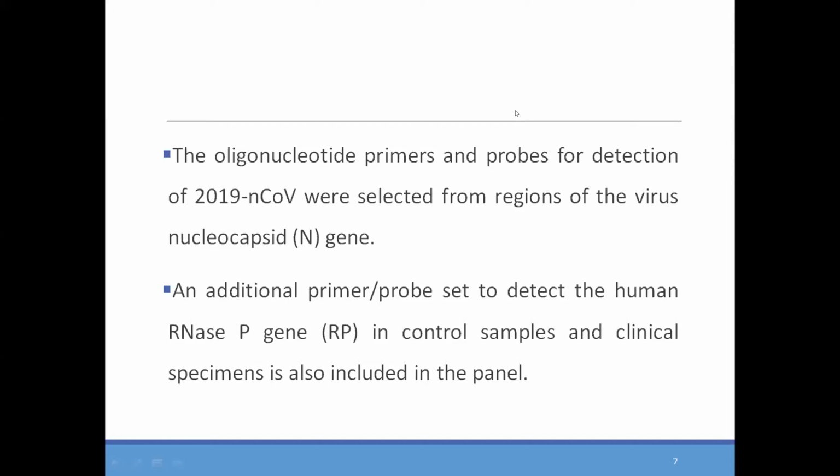So that is why we are using another primer and probe set to detect a region in the RNase P gene. That means if you can detect this region, then even if there is a negative result for coronavirus, a positive result for this means we have extracted the RNA properly.